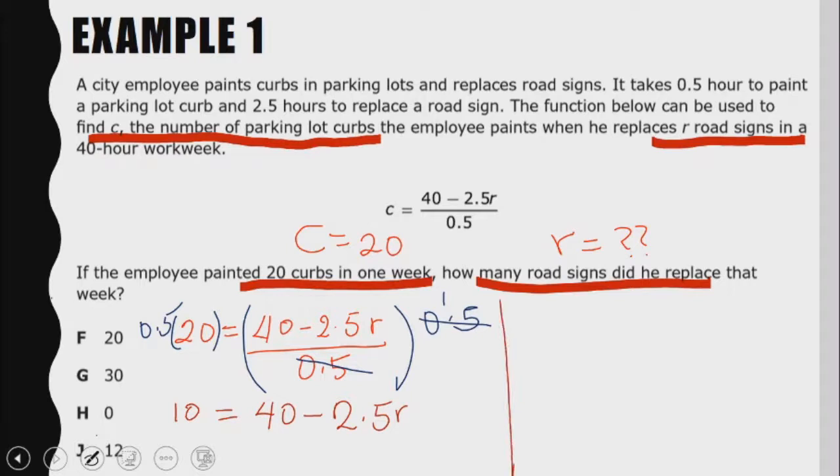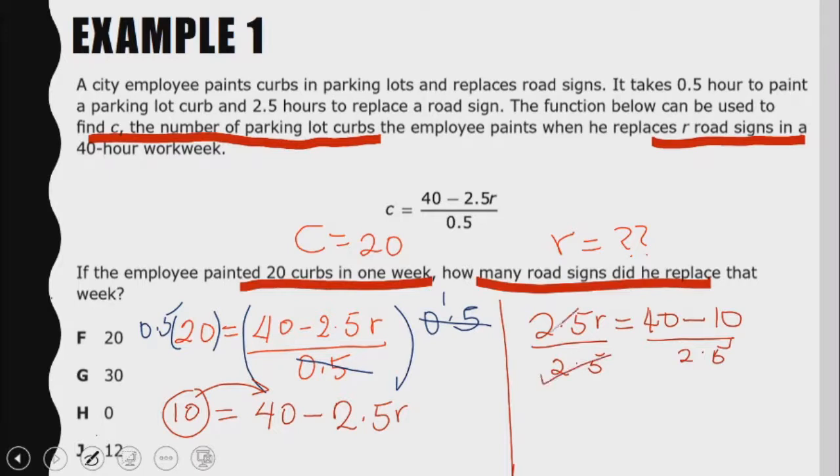So to solve this, we need to move the 2.5 R from the right to the left, so that becomes 2.5 R equals 40, and this 10 we need to move it to the right, so it will become a negative. We divide both sides by 2.5 to isolate the R. So 2.5 goes in 2.5 one time. So the R in this case will be 30 divided by 2.5. So that is 12. So in this case, our R is 12. So that means J is the answer to this question.